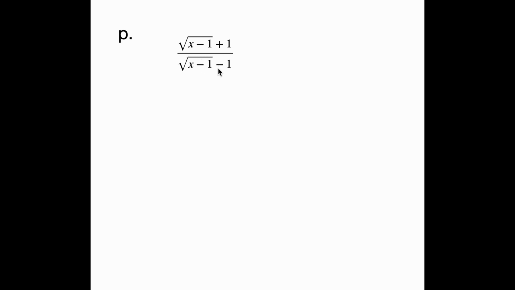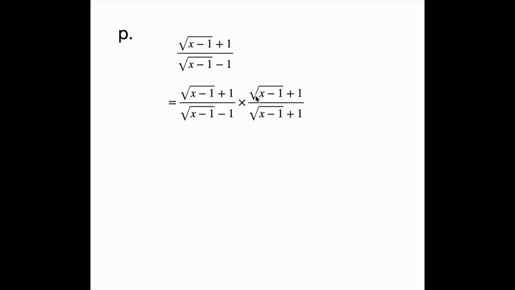Question P, we have the square root of x minus 1 plus 1 over the square root of x minus 1 minus 1. To rationalize this, I'm going to multiply the bottom by the square root of x minus 1 plus 1. So this is going to give us a difference of squares. If I multiply the bottom by the square root of x minus 1 plus 1, I'm going to have to multiply the top by the same thing.